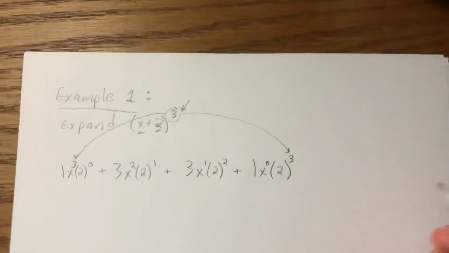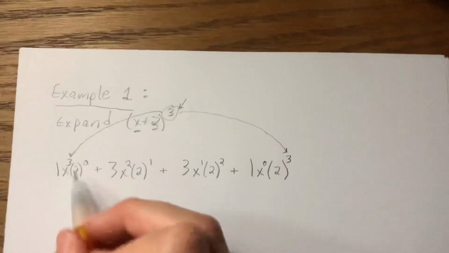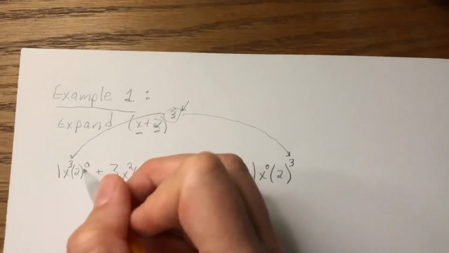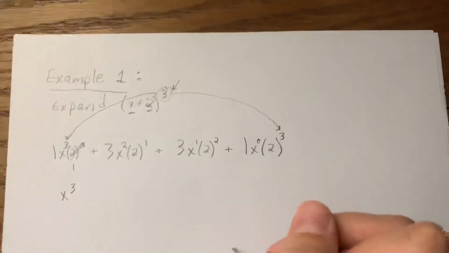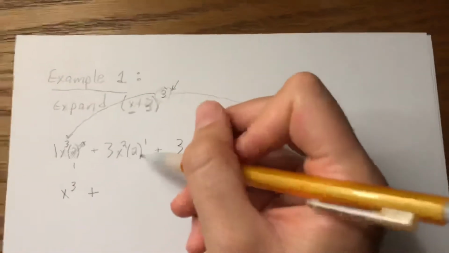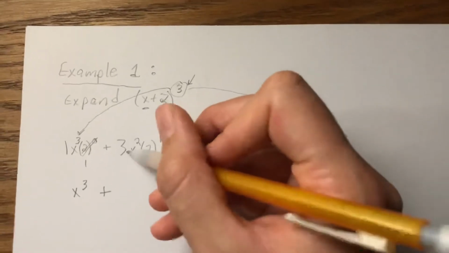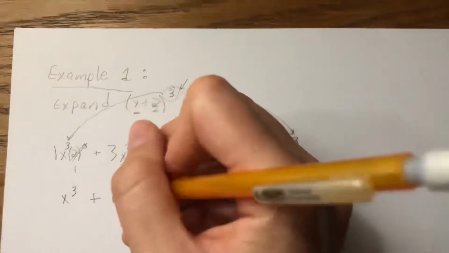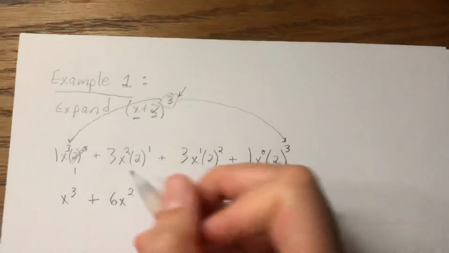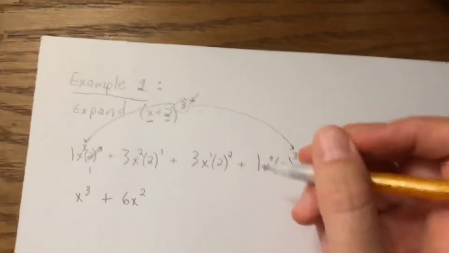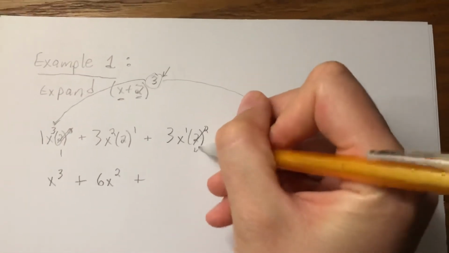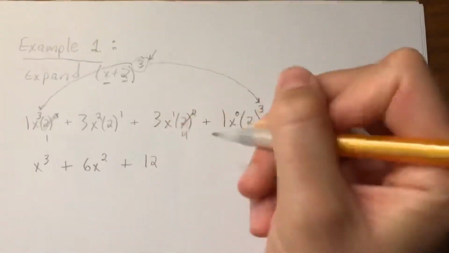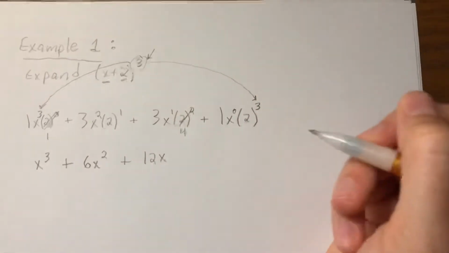The simplification is often what can throw you off, though. So this is all being multiplied together. 2 to the 0 is actually a 1. So I have 1 times x to the third, which is just x to the third. For the next term, I've got 2 to the first power, which is 2, times 3, which is 6, and then x squared. Remember that it doesn't matter what order you multiply all of these things, as long as they're in the same term. For the next one, 2 squared is 4, 4 times 3 is 12, and then I had an x to the first power, or just x.